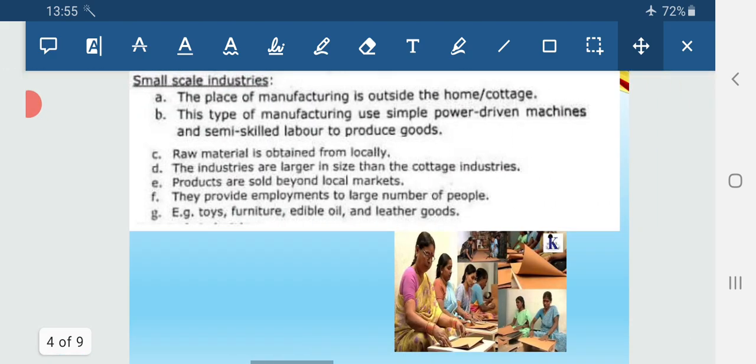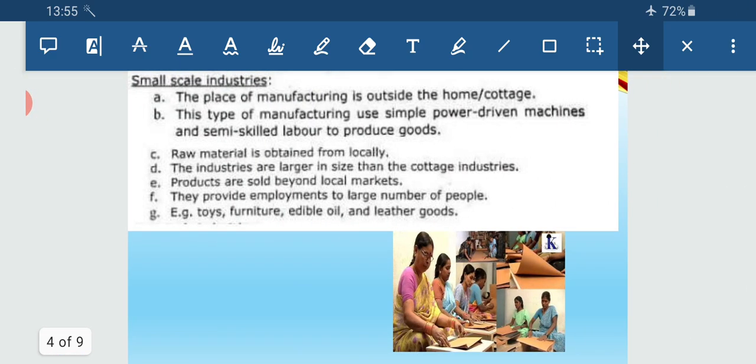Now let us move to the third classification, small scale industry and large scale industry. From the points, the difference is clear. We can make the difference from the points. I have given the difference for the previous two. Let us get it from the points.